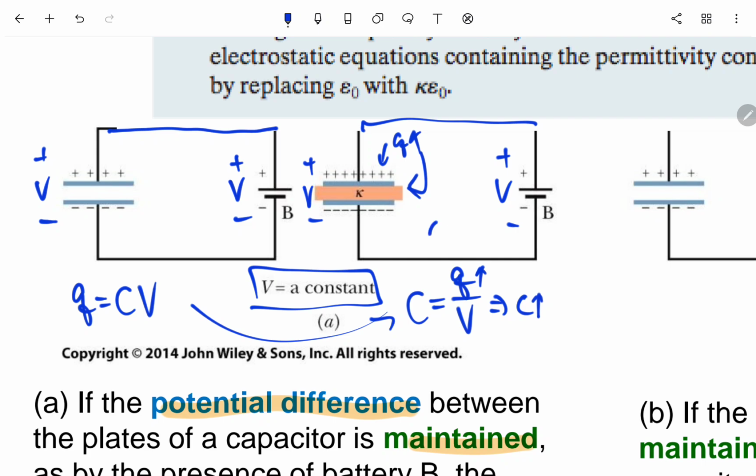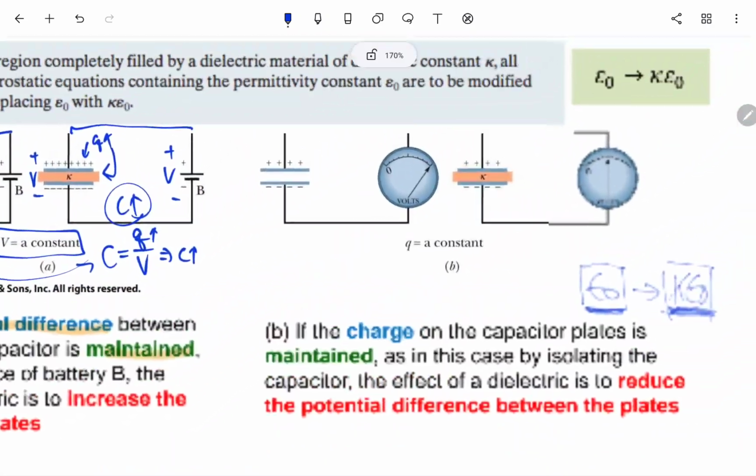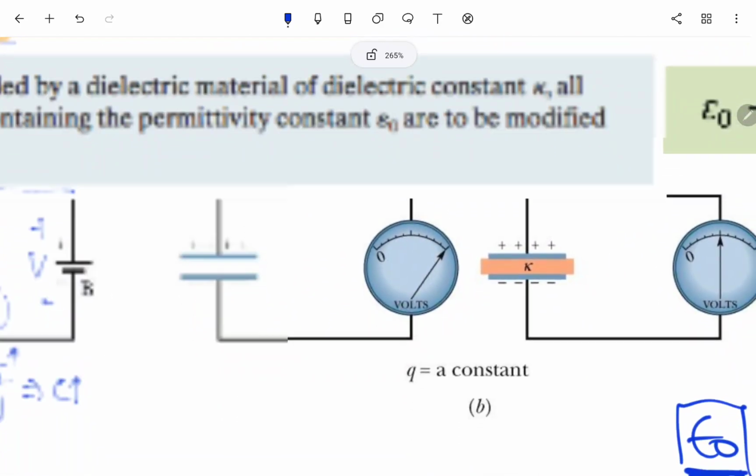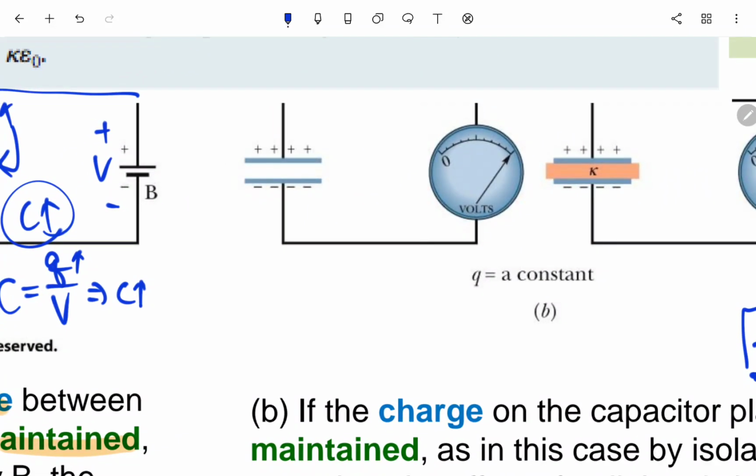So here we find that C increases for this case. Okay, and then for the second case, the charge on the capacitor plate is maintained. In this case, by isolating the capacitor, the effect of the dielectric is to reduce the potential difference between the plates.